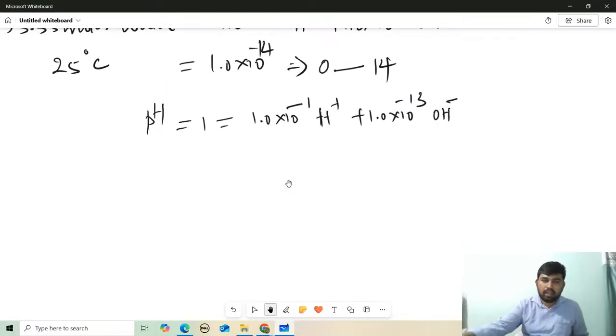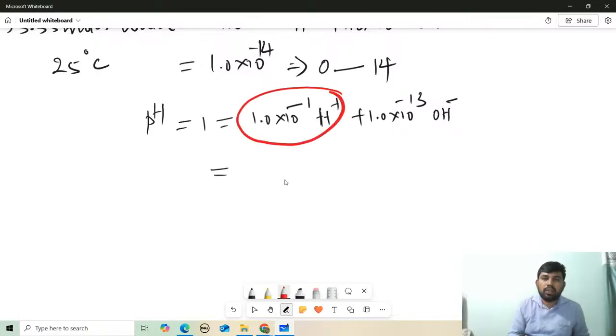So the answer is, my dears, remember this: H plus ions are more. Which ions are more, sir? H plus ions. Why, sir? Because you see, 10 to the power of minus 1 is greater than what, sir? 10 to the power of minus 1 is greater than 10 to the power of minus 13.